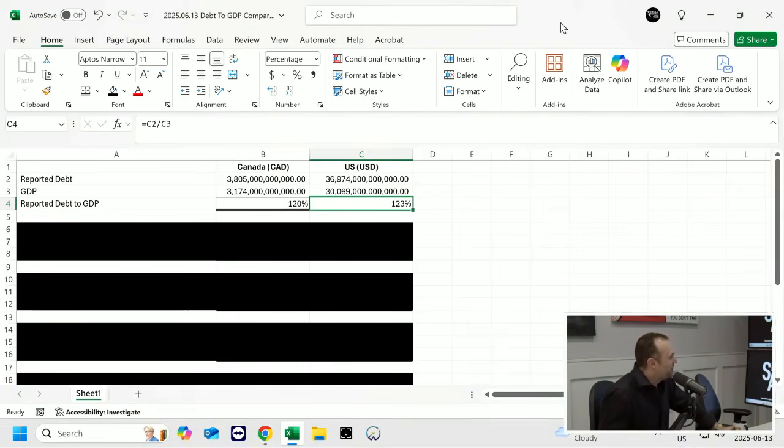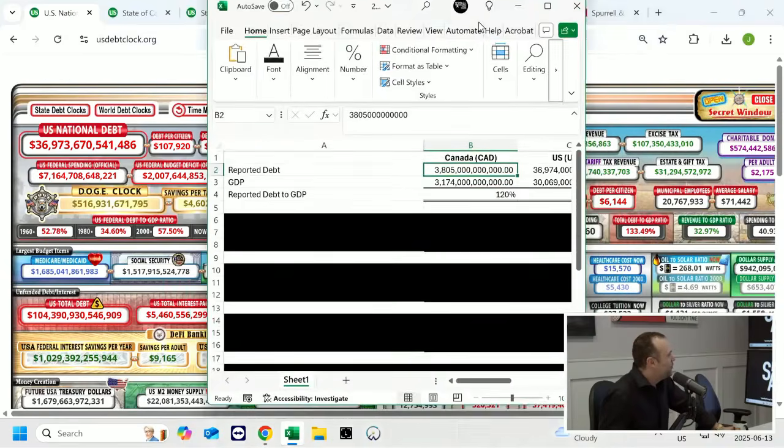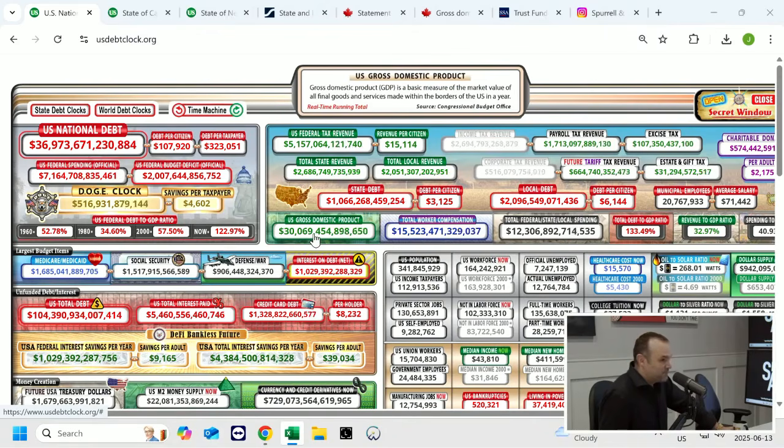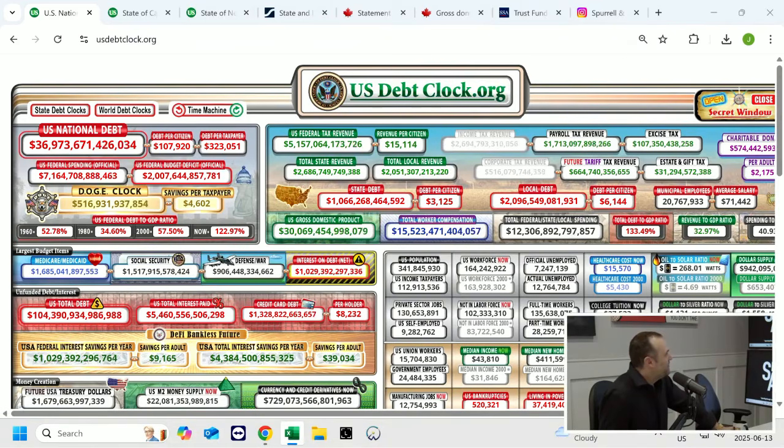And so, some of the sources here. Let's look at the reported debt to GDP. We'll look at the U.S. one first. So the U.S. one, here you go, usdebtclock.org, 36,974 billion. We'll round it up there. Okay, and the GDP, 30,069 billion. So that's common. People are used to seeing that.